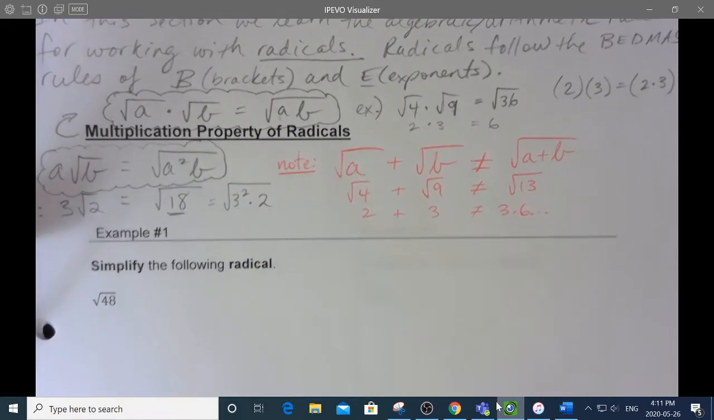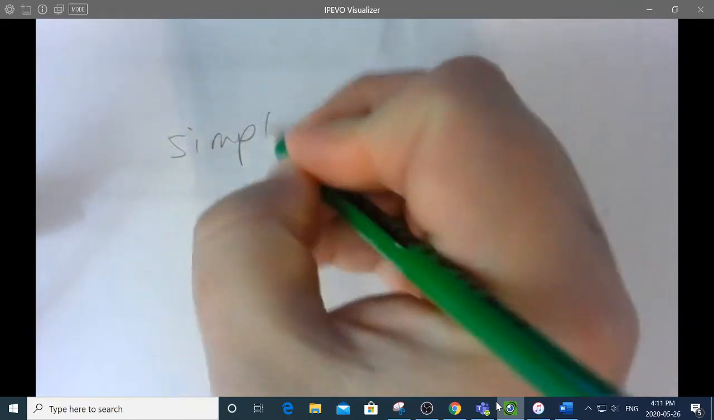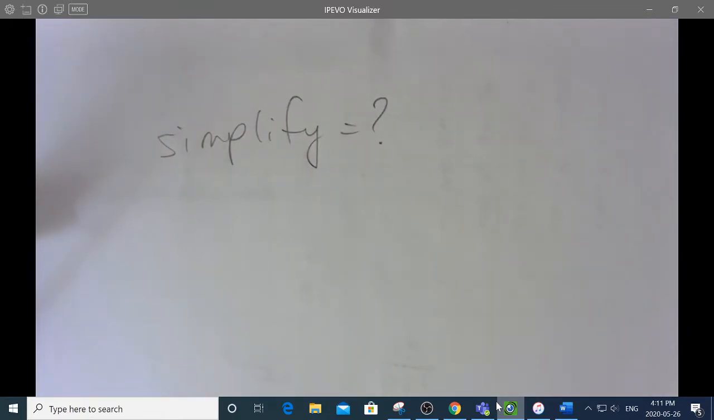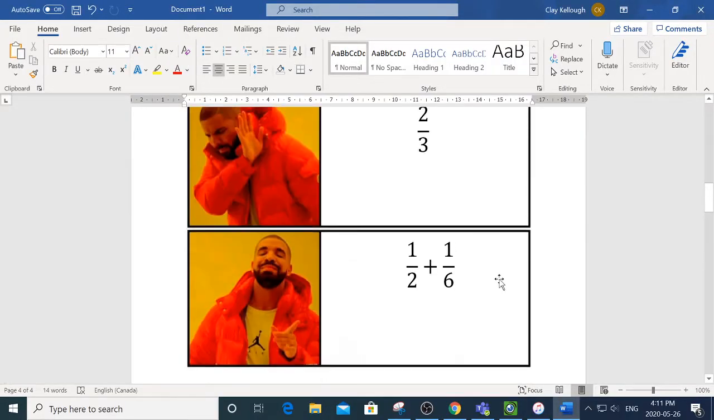Now, before we get into simplifying, I just wanted to talk a little bit about what it means in math to simplify something. What do we mean by simplify? So, for example, hey, look, I made some memes. Let's scroll up to this one.